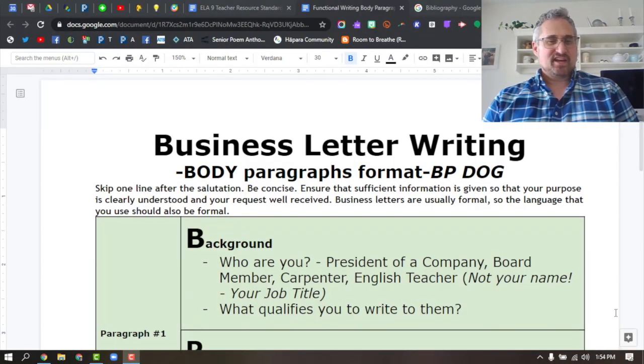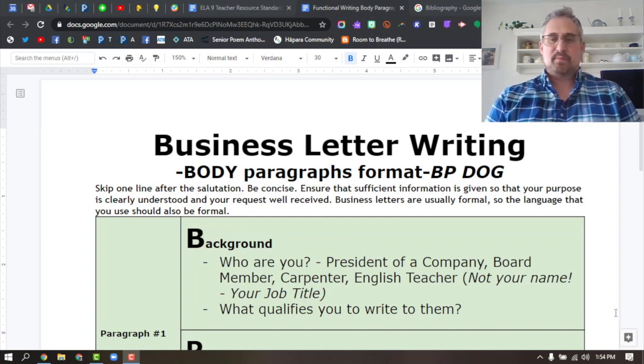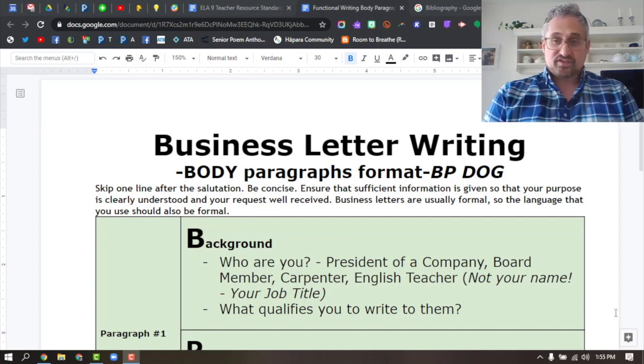So after the salutation, you're skipping one line, and then you're going to have 3 distinct paragraphs. And inside those, we're going to use something called BP Dog. Yeah, it's another acronym. The language in this should be very formal. You want to be clearly understood and your request well received.